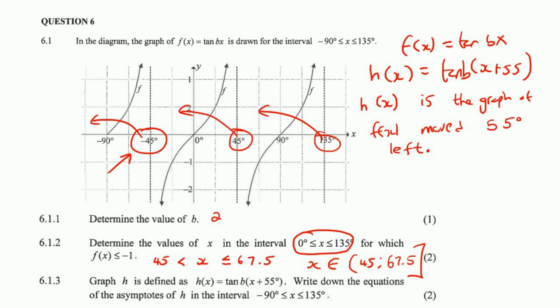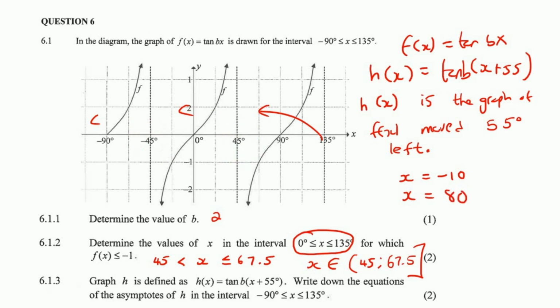So if you move this one 55 degrees to the left, that would go to -100. So we won't include that one because it's outside of the interval. If we look at this one and you move it 55 degrees to the left, then it would be at -10. So you can say x equals -10. And then if you had to move this one 55 degrees to the left, it would be at 80.